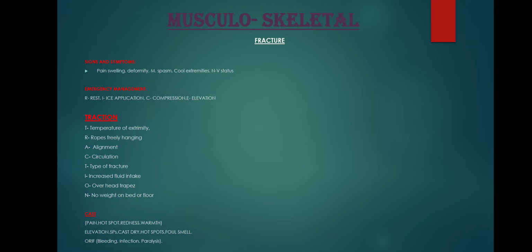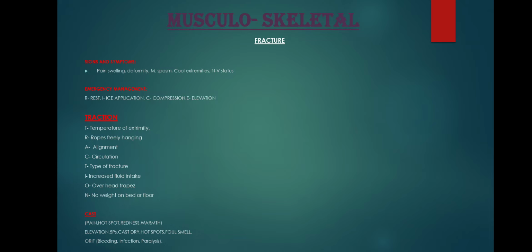Cast application. Once the cast is applied, we need to check for the 5 P's and we need to check the circulation of the patient. The circulation, compression and the pain are different. If the patient is having pain, we will give the patient pain medications. But if the circulation is getting affected, we will report to the doctor and we will change the cast immediately. So we need to check pain, spot, redness, warmth, everything.